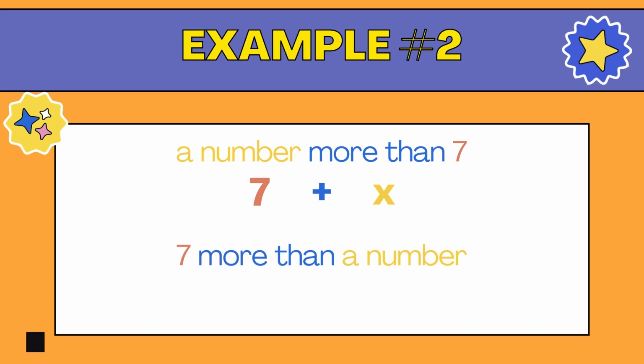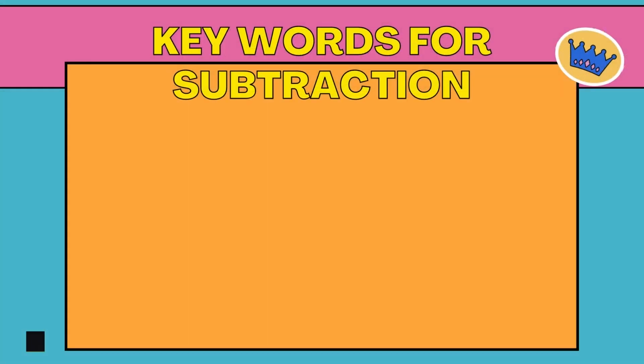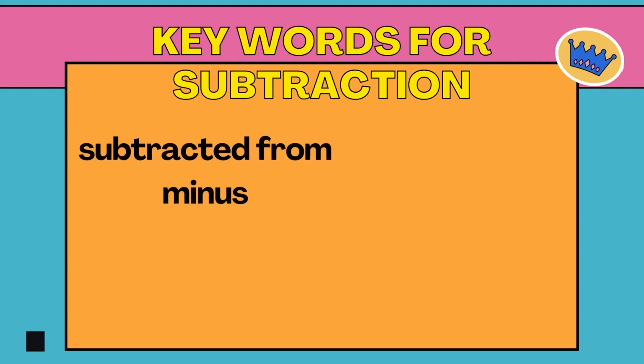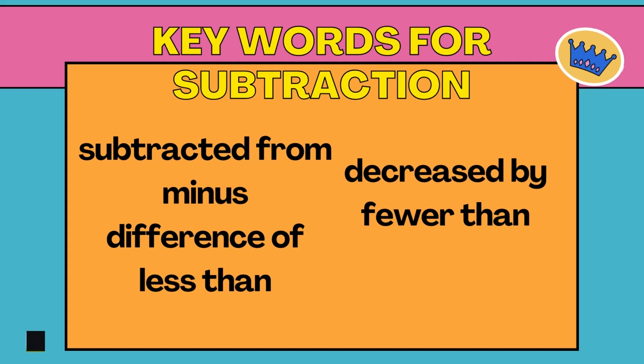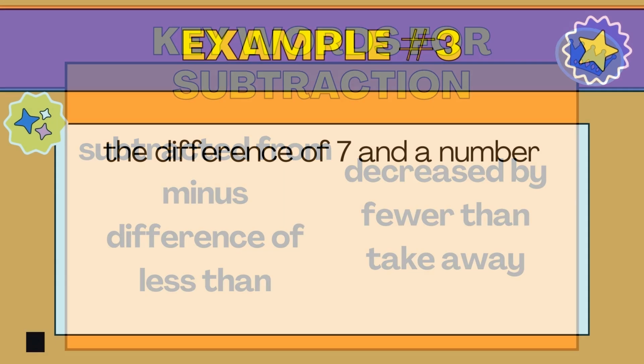What happens if we switch it around and say 7 more than a number? Remember, with more than, we have to switch the order. So start with x, a number, and then we can add the plus sign and 7. So 7 more than a number is written as x plus 7. Let's look at the keywords for subtraction. Subtracted from, minus, difference of, less than, decreased by, fewer than, and take away.